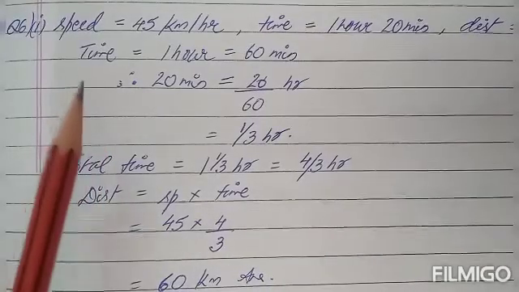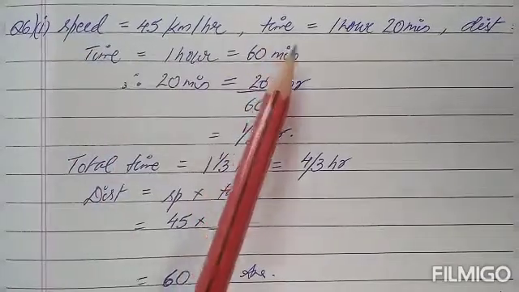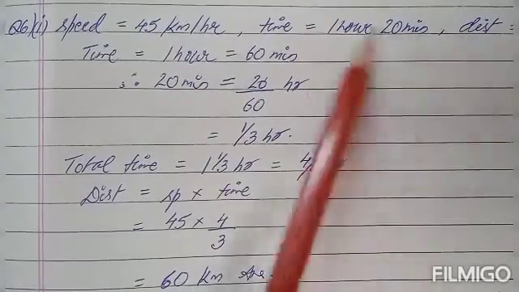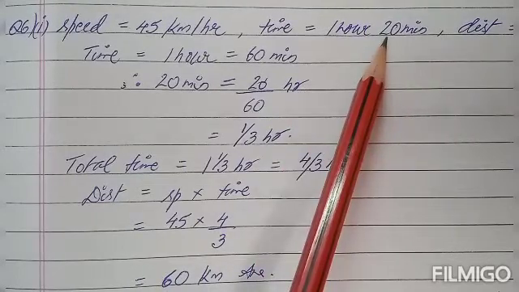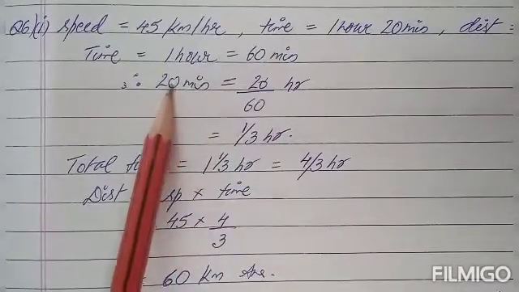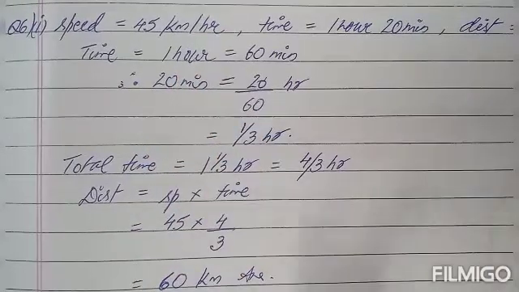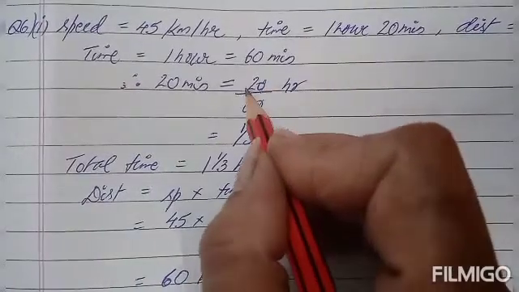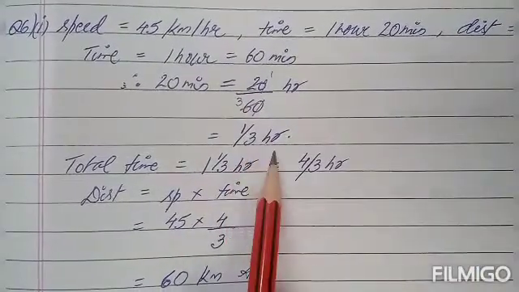So in this, children, in the first part, speed is given as 45 kilometers per hour, and time is given as 1 hour 20 minutes, and distance is what we have to calculate. So first thing is, let's start with converting the time and bringing them in the same unit. So we know, children, 1 hour has 60 minutes. Therefore 20 minutes, if you want to convert it into hour, you need to divide it by 60. Now zeros can cancel each other from the numerator and the denominator, and 2 ones are 2 and 2 threes are 6. So 1 upon 3 hours.